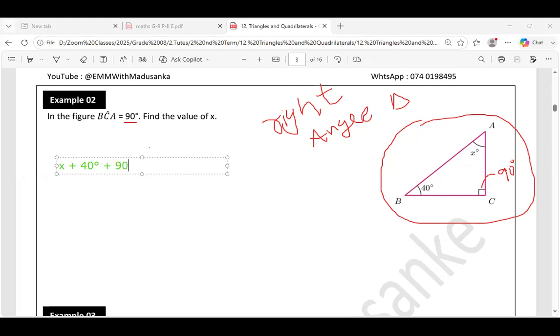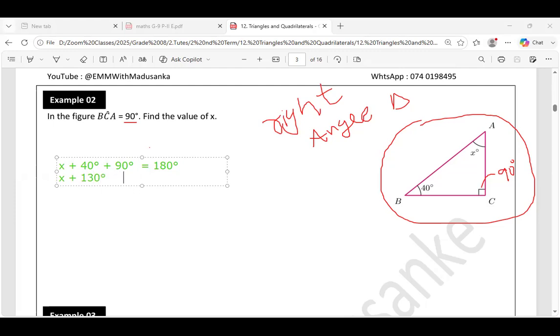90 degrees plus x equal to 180, right? The reason is the sum of the interior angles of a triangle. Then what are you going to do? Here you have the unknown term x. Keep it like this. 40 plus 90, right? 40 plus 90 means 130 degrees.